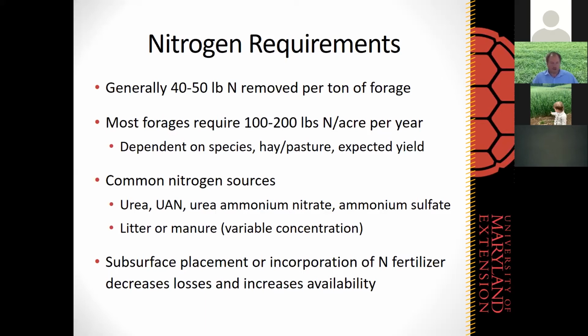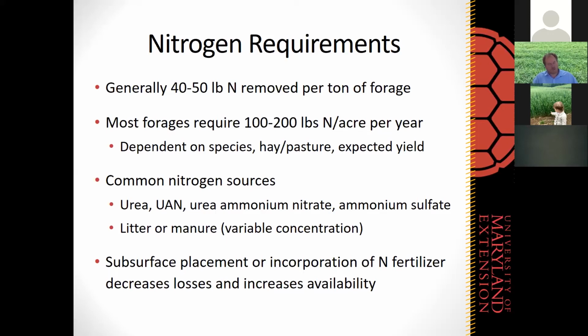So some common nitrogen sources in this area: urea, UAN solution or liquid nitrogen is often used. Urea ammonium nitrate is another one, or calcium ammonium nitrate, which in our area is now beginning to be used. Ammonium sulfate is also used, particularly for forages for a spring application. A lot of folks now are using ammonium sulfate mixed, half ammonium sulfate, half urea, and that gives you about 20 to 30 pounds of sulfur in most cases.